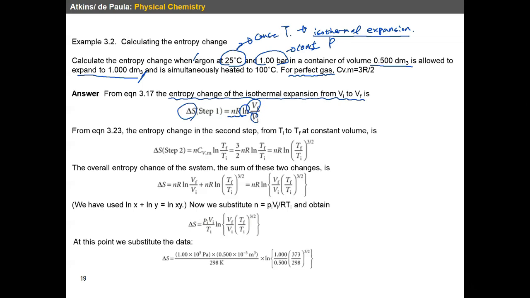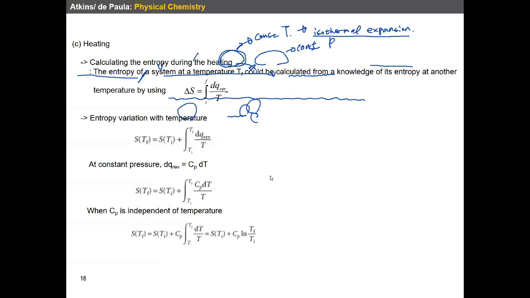And the entropy change in the second step, in this step the temperature is changed from 25 to 100 degrees C. So let's calculate this one. In this kind of temperature change, we can use this equation, right?